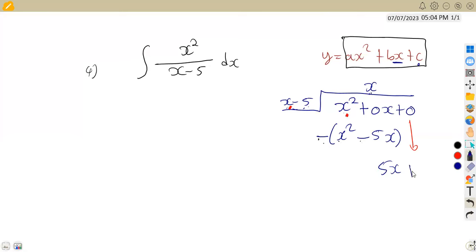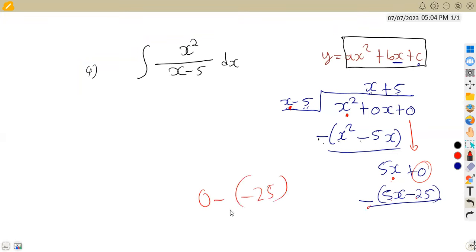Let's write it for the sake of revision, since we need to understand all of this. So we divide again the first term by the first term. This is 5x divided by x. x and x cancel, and you remain with a positive 5. So 5 times everything: 5 times x is 5x, and 5 times minus 5 is minus 25. Whatever you have obtained here, we subtract from the original term. So 5x minus 5x is 0. Then we have 0 minus minus 25, which is a plus, so we are going to have 25.